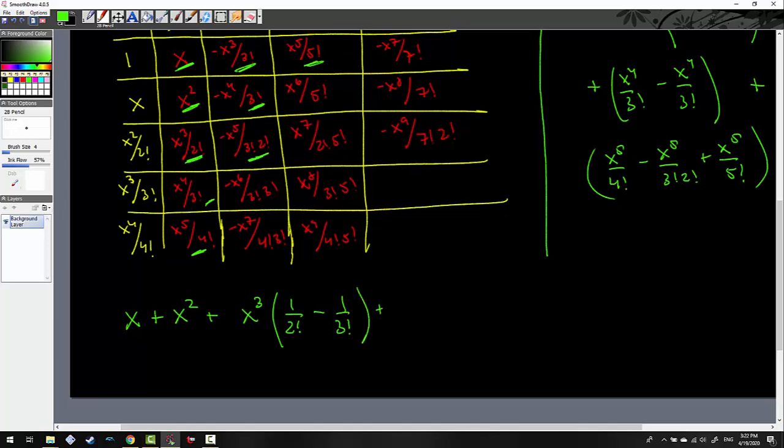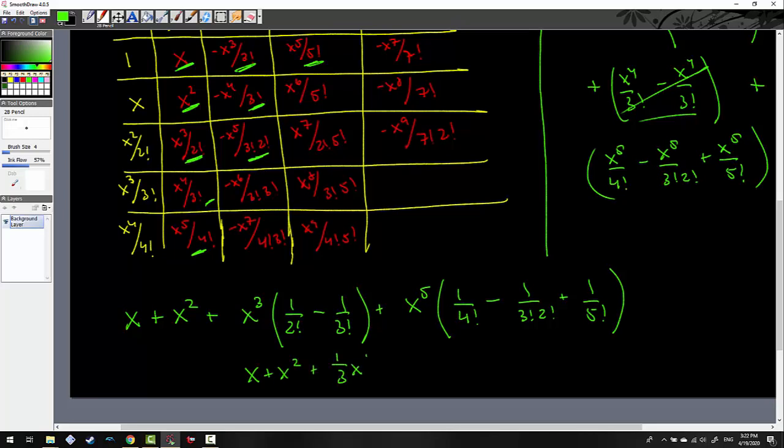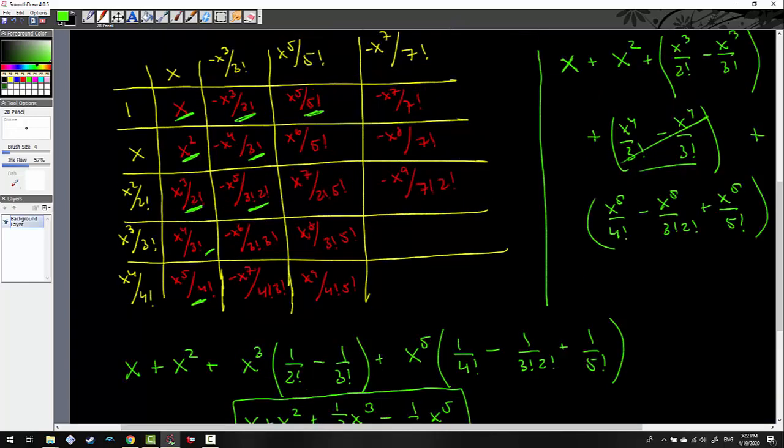And my next term would be x to the 5th, because remember, the x to the 4ths are going to cancel each other away. So I've got x to the 5th, and then I've got 1 over 4 factorial minus 1 over 3 factorial 2 factorial, plus 1 over 5 factorial. Now, if you wanted to simplify these out, it would end up becoming x plus x squared plus 1/3 x cubed minus 1 over 30th x to the 5th. And that is how you would do that one. Now, again, I don't think that one's going to show up on the AP exam, but it's always good to know how to do all these problems.